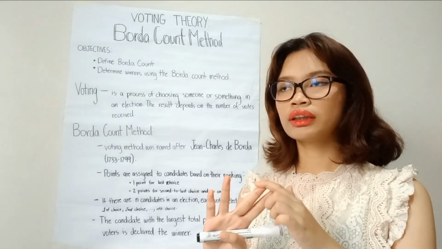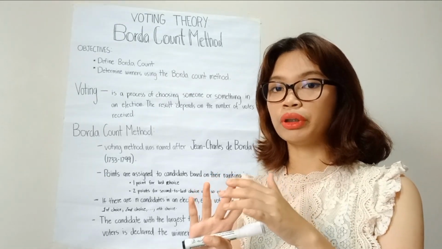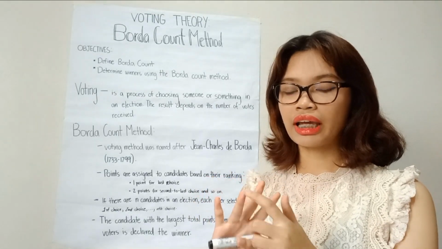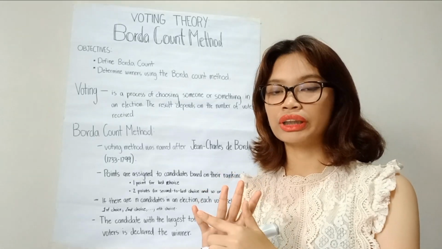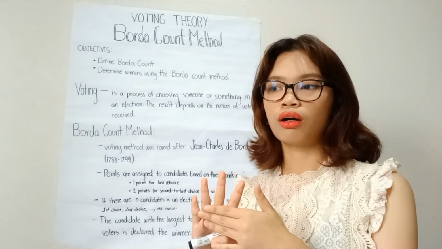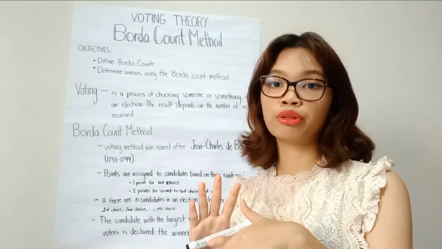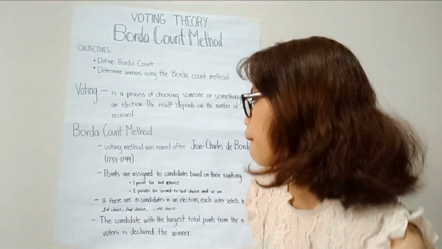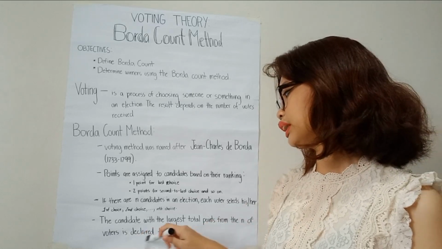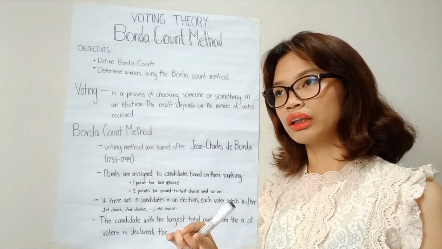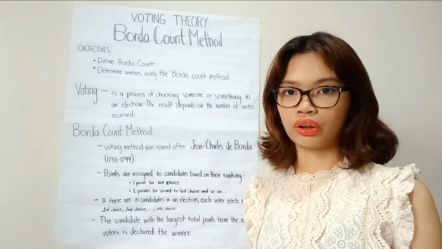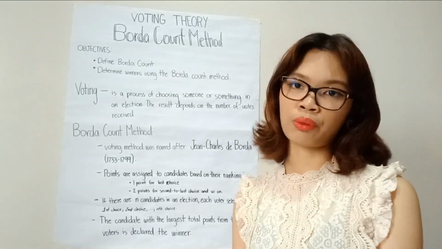For the third choice, or the second to last choice, it will be 2 points. For the second choice, it will be 3 points, and for the first choice, it will be 4 points. Since this is your first choice, it will receive the biggest points in the election. So the candidate with the largest total points from the voters is declared the winner. So let's start with our examples.